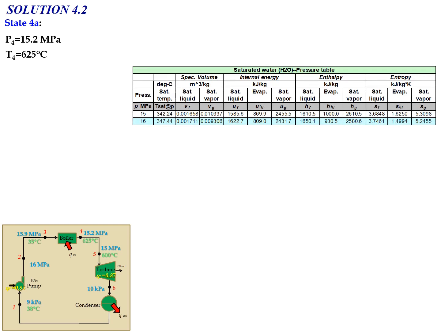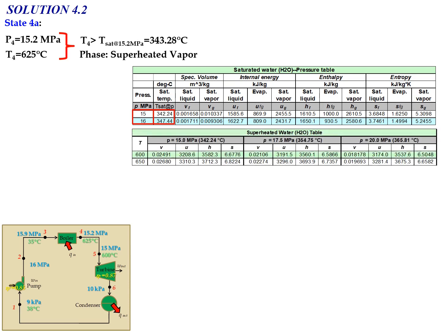First, determine the phase for state number 4A by using the saturated water pressure table. We need to interpolate to determine the saturation temperature at 15.2 megapascal. So T saturated at 15.2 megapascal equals 343.28 degrees Celsius. Comparing with the given temperature, T4 equals 625 degrees Celsius, so T4 is greater than T saturated at 15.2 megapascal, which means the phase of state number 4A is in the superheated vapor region. So now we need to consider the superheated water table.